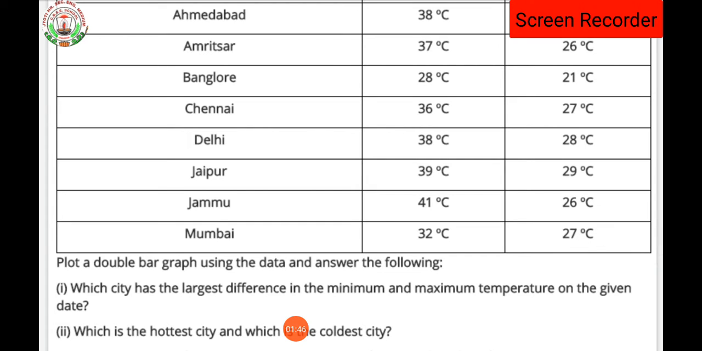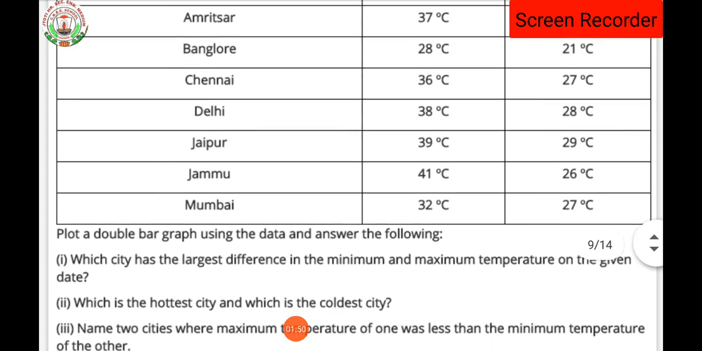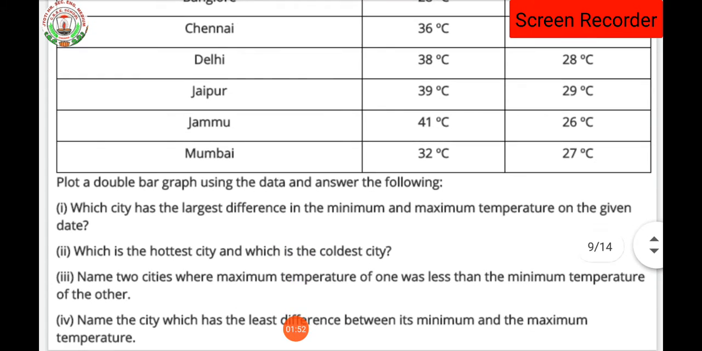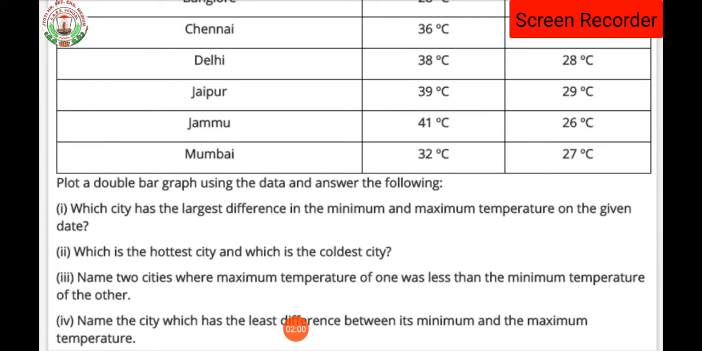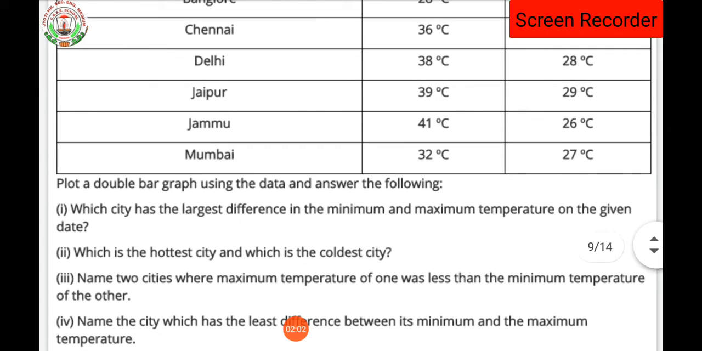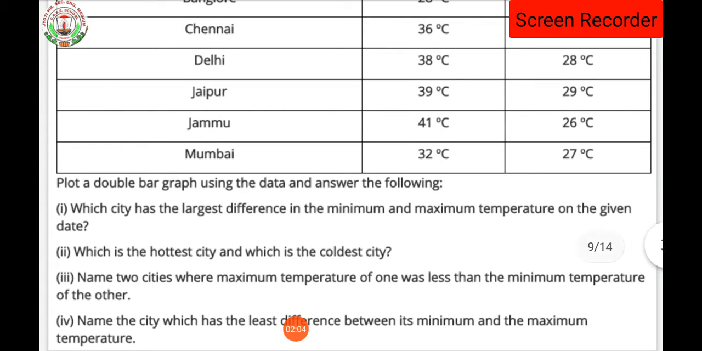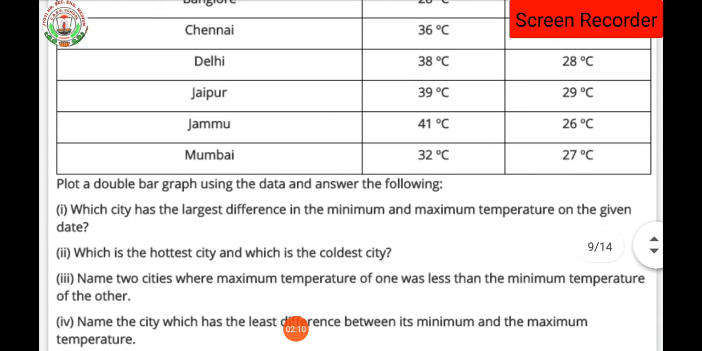So using this data, as I told you, you have to draw a double bar graph over here. Clear? Now question 1. Which city has the largest difference in the minimum and maximum temperature on the given date? So the date is being given, that is 20th June 2006. Date is given. So which city has the largest difference?